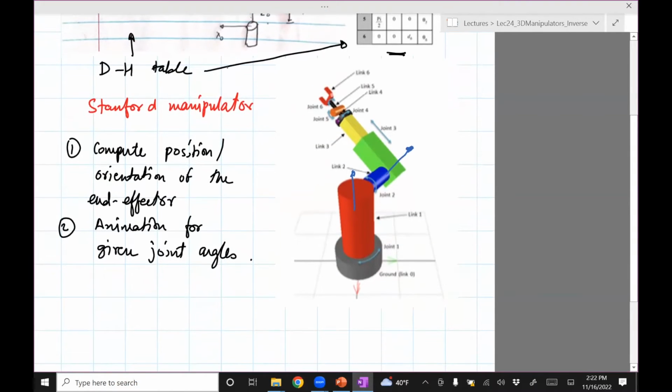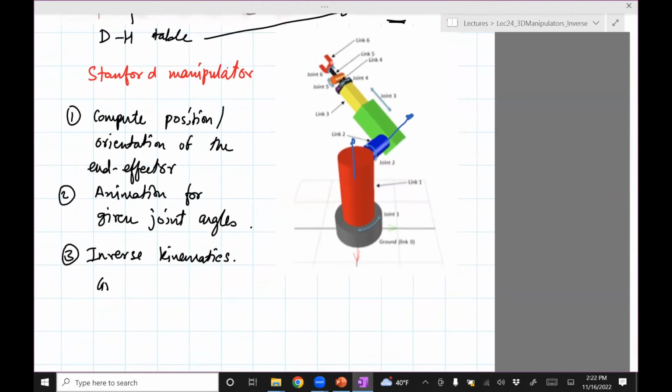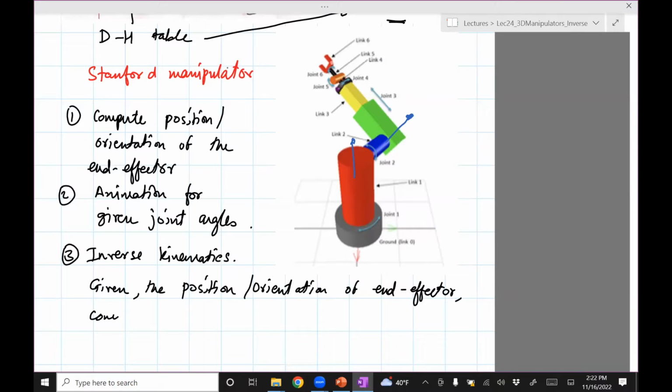So here, and then finally, inverse kinematics, which will be given the position, orientation of end effector, compute the necessary joint angles.